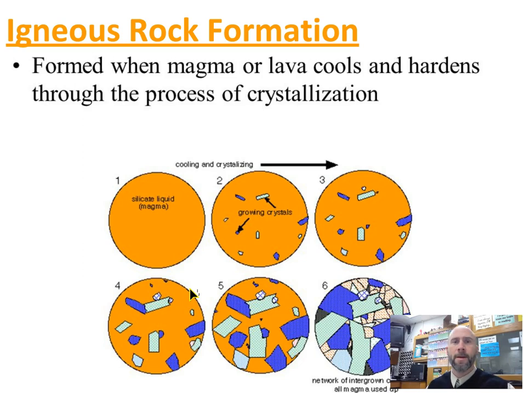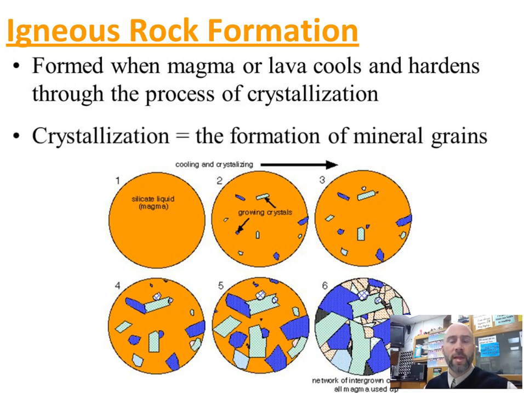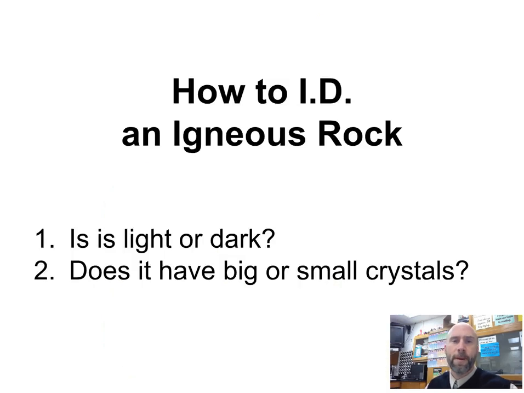Okay, now when we get into rock, so that's the formation of the magma, but when the magma cools off, it starts to crystallize. So through a process of crystallization, you've got your magma, and then eventually, as it cools off, crystals start to form. And eventually you get to the point where it has totally crystallized, and then it is turned into a rock, or an igneous rock. Okay, so that's the definition of crystallization. It's the formation of mineral grains.